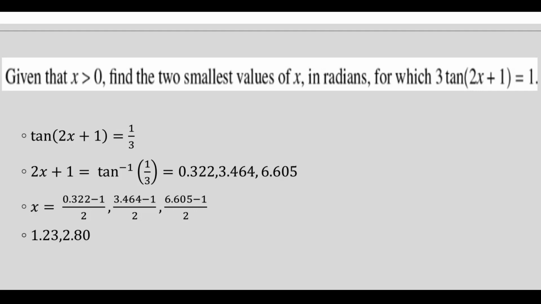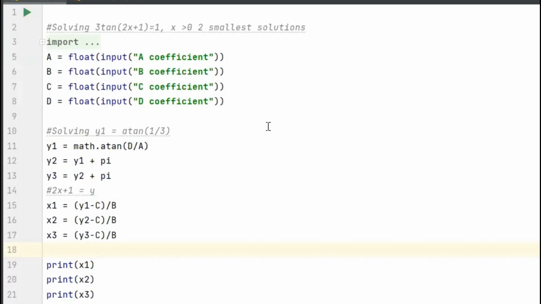I also mentioned that we were going to program this in the next tutorial, and that is what we're going to do. So we can see here that this is the program solving the following equation that we've just discussed. 3 tan 2x plus 1 is equal to 1. The criteria that x has to be bigger than 0, and it's the two smallest solutions.